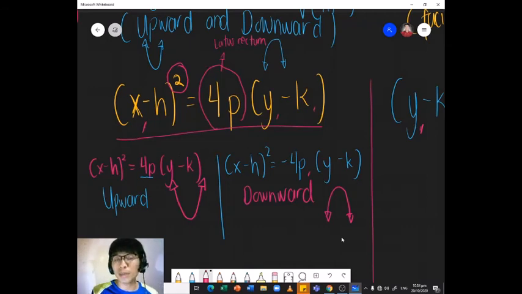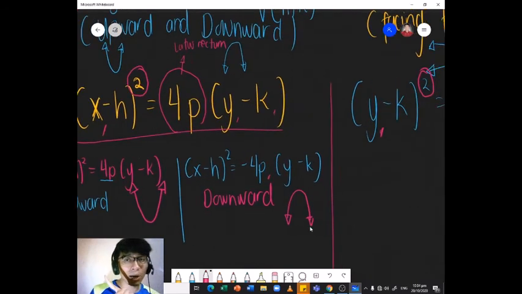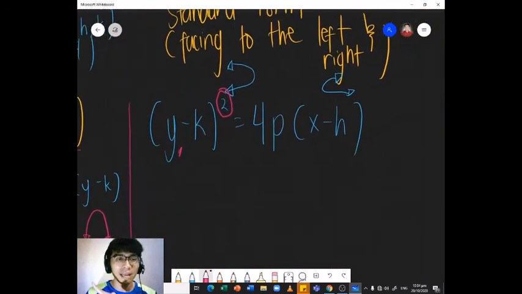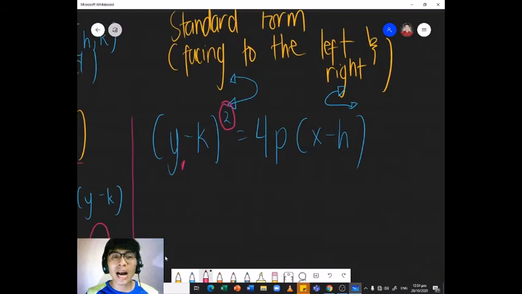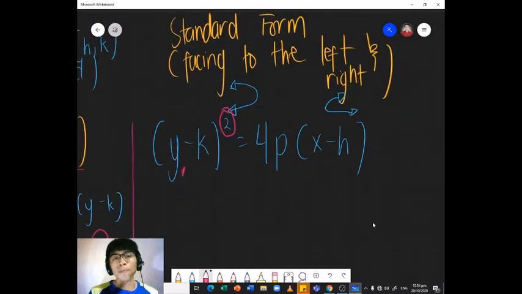Okay, by just mirror inspection, we can easily identify where the opening of our parabola is. So that is for parabolas opening upward and downward. Now let's get to know about opening to the left and to the right. How are we going to identify if the parabola opens to the left or to the right? If your y is being squared and x is not, your parabola opens either left or right.